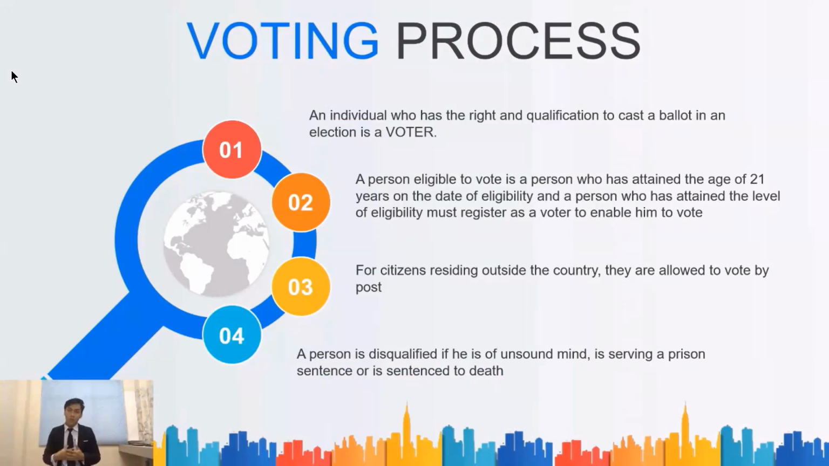Citizens who reside outside the country are allowed to vote by post, such as civil servants, Malaysian students studying abroad, and many more. The persons who are not allowed and are disqualified are persons serving prison sentences or of unsound mind.